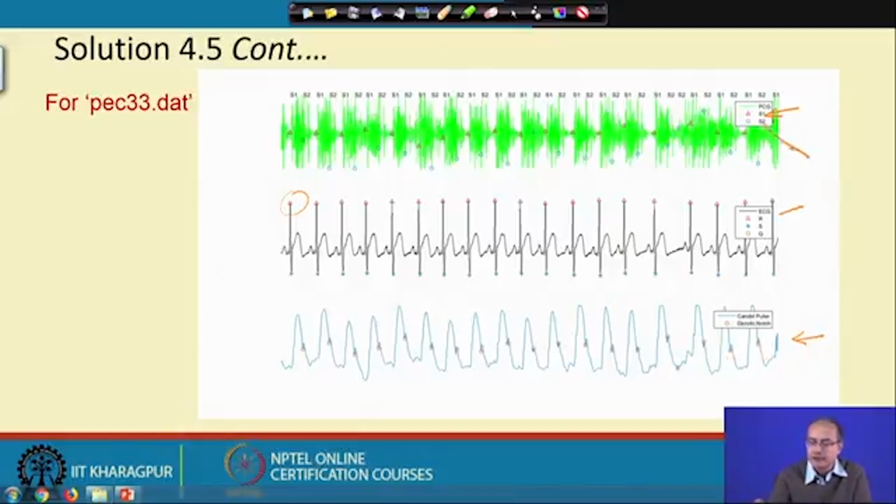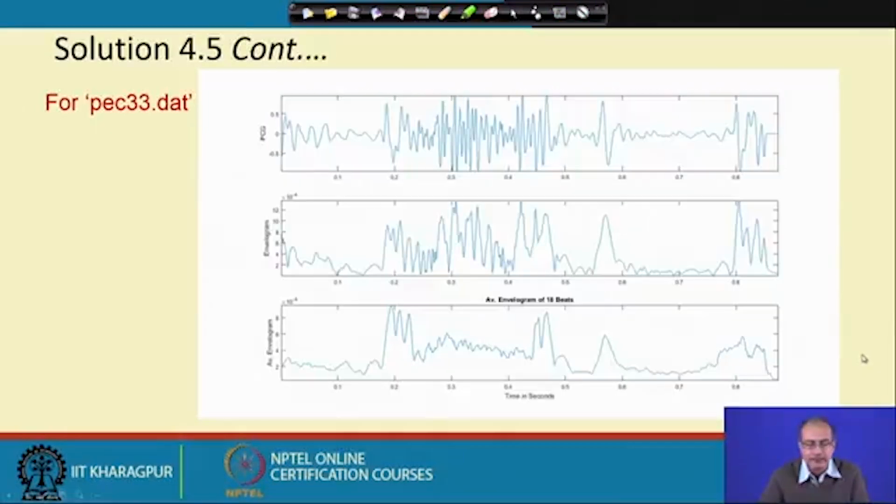From there we got the S2, and you see in this case that in S1 and S2, I think murmurs are there, that the signal seems to be merged to some extent. Okay. So, in any case that way we could find the span of each cycle of the PCG, and from there we could get the envelope.